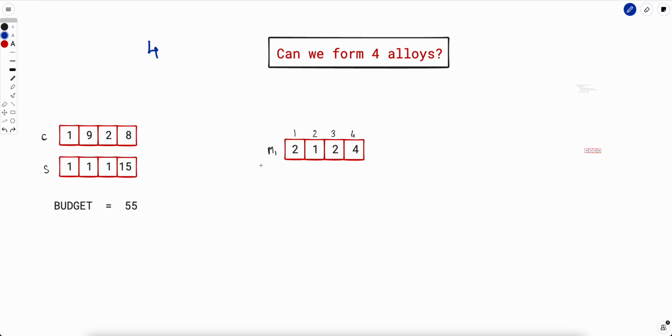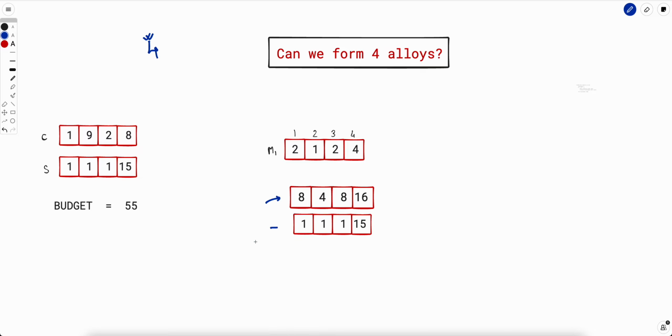I would encourage you to pause and try to think this by yourself because this is straightforward. So we need 4 alloys, right? So in total, what do we need? We need 8 units of metal 1. We need 4 units of metal 2. We need 8 units of metal 3 and 16 units of metal 4, right? Because if we have this much, then only we will be able to make 4 alloys, otherwise not, right? Now we already have some stock with us, right? So we already have this much with us.